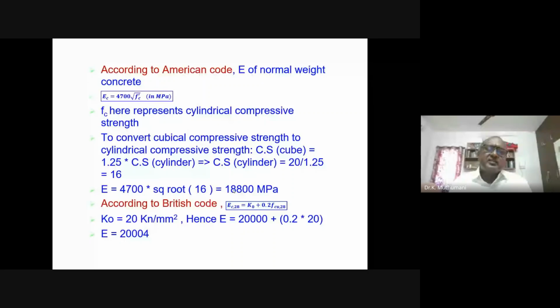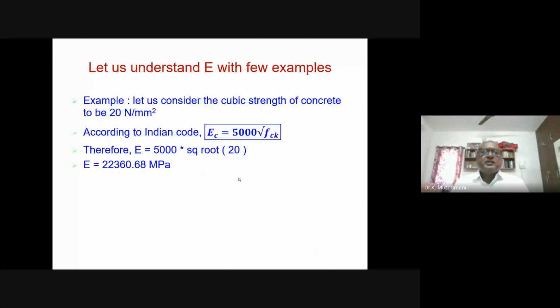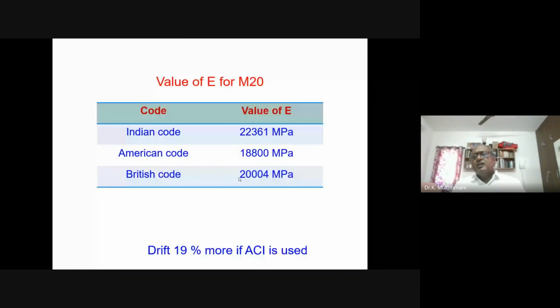I don't think that just because they use cylinders and we use cubes, everything is gone. Nothing is gone, because we know the relationship between cube and cylinder in terms of simple calculation. So what I'm trying to say is it is a more serious matter than simply saying that no, I follow this, I follow that. So the Indian code gives you 22,000, the American code is 18,800, and the British code is 20,000. So the drift is 19% more if the American code is used.